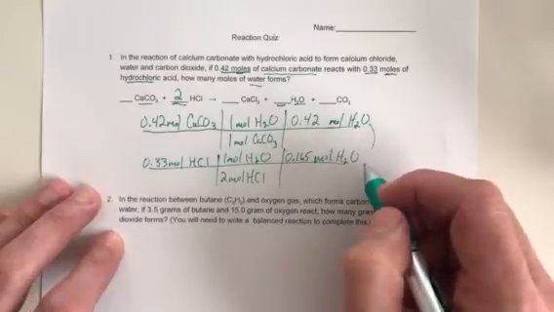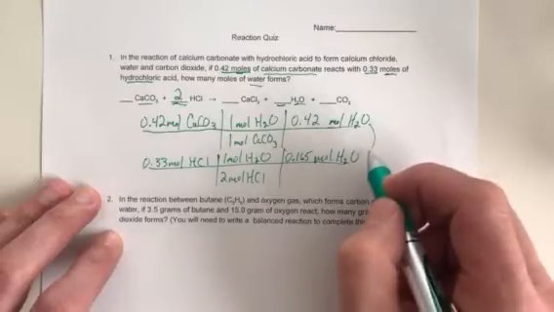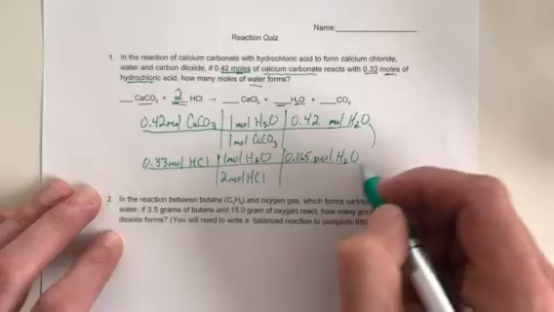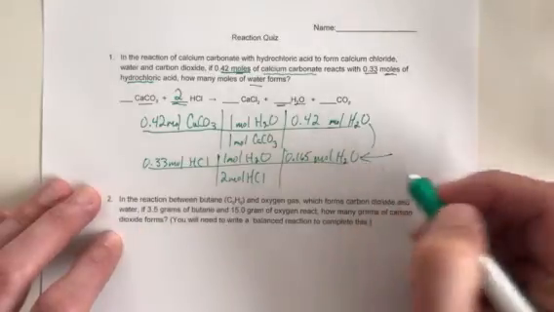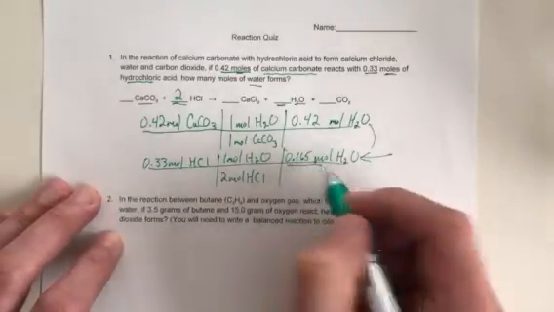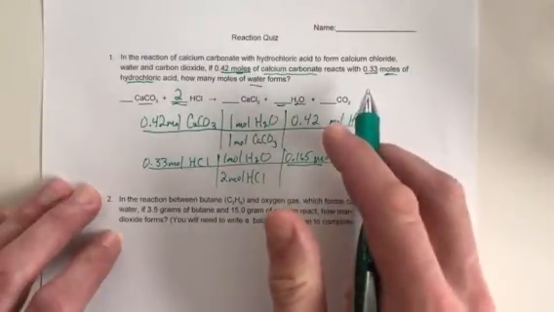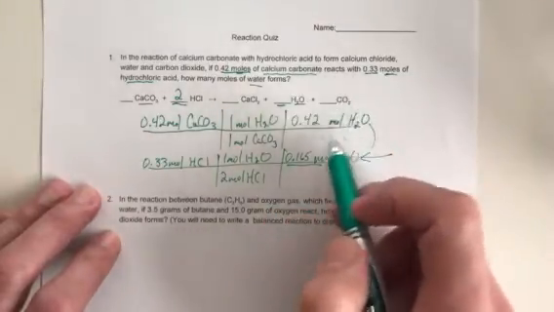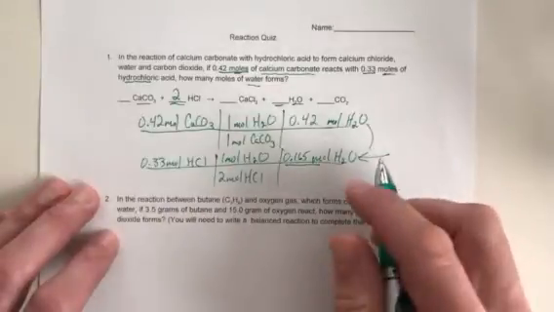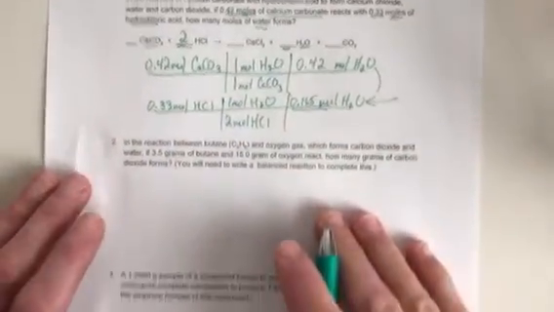The lesser amount is our limiting reactant, and that tells us how much water can actually form. So our answer is going to be the 0.165. Now again, different quizzes had different values to start with, but the process is the same for all the quizzes. So that's question 1.